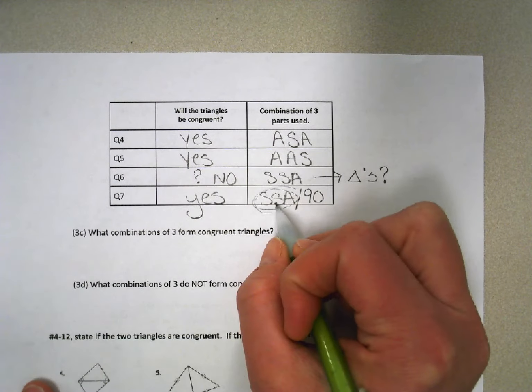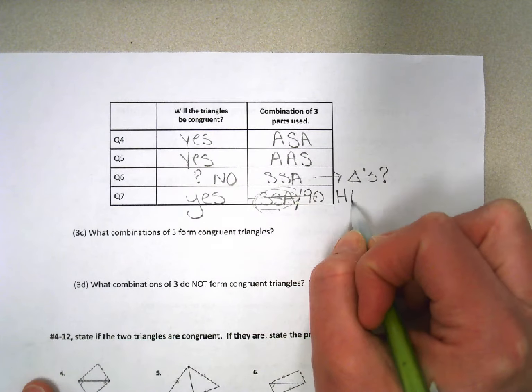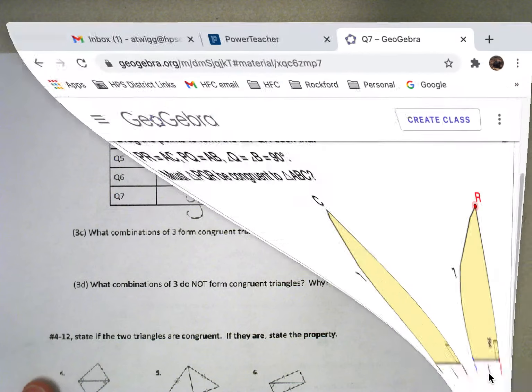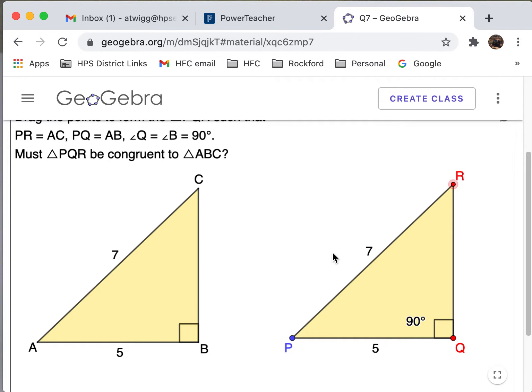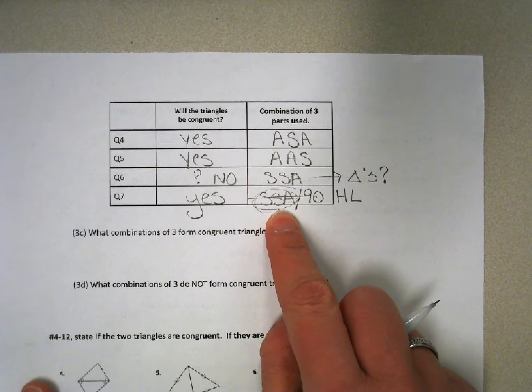Instead of calling it SSA or ASS, they call it HL for hypotenuse leg. So if you look at this, we have the hypotenuse and we have a leg and we have a 90 degrees. So that's why they call this one HL instead of the swear word.